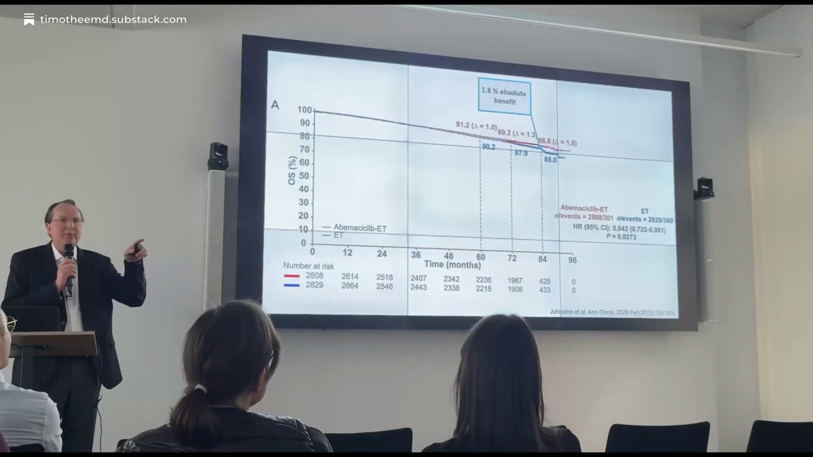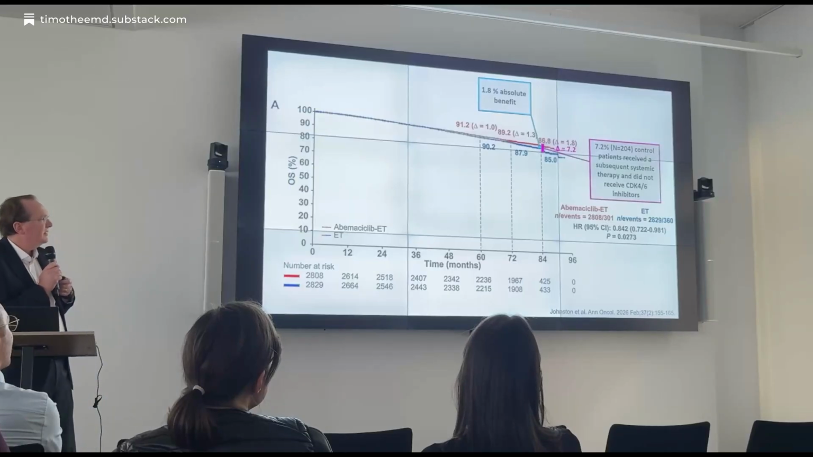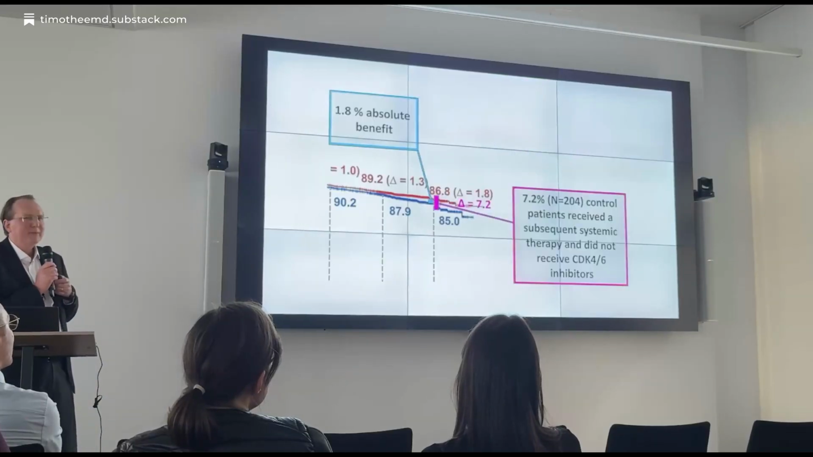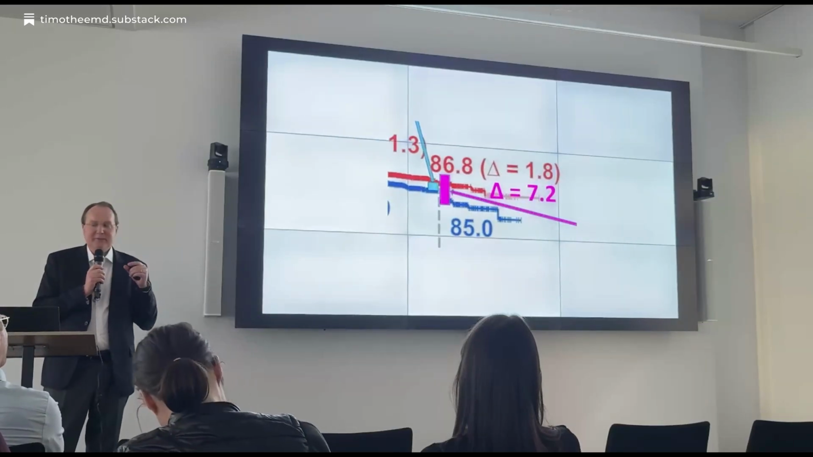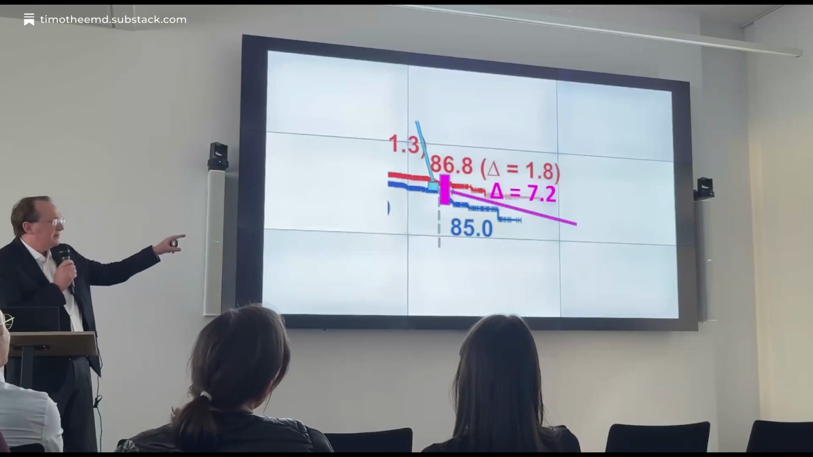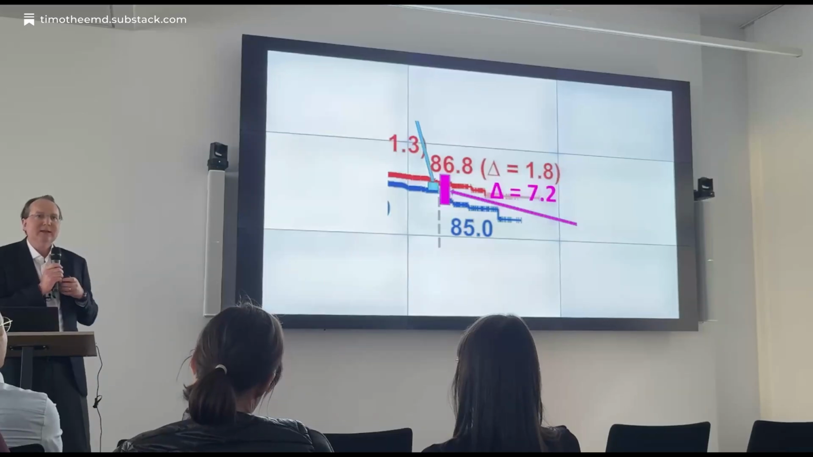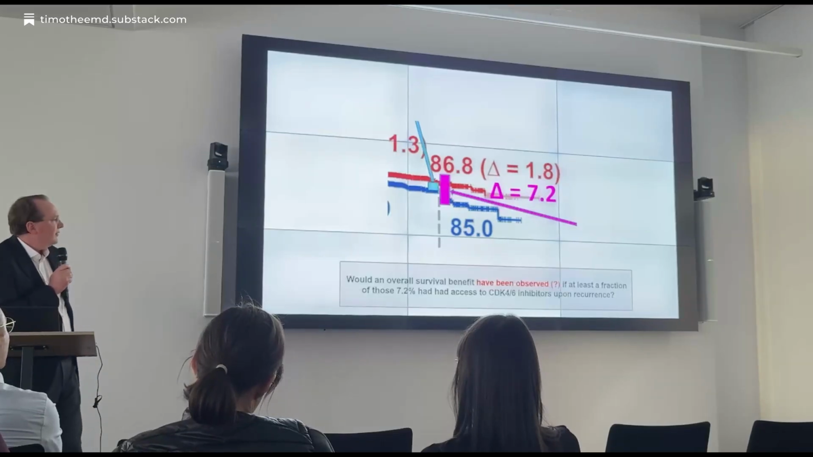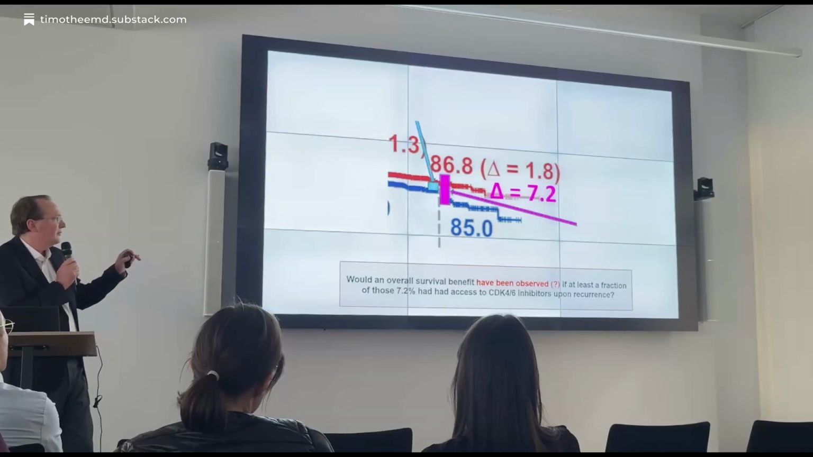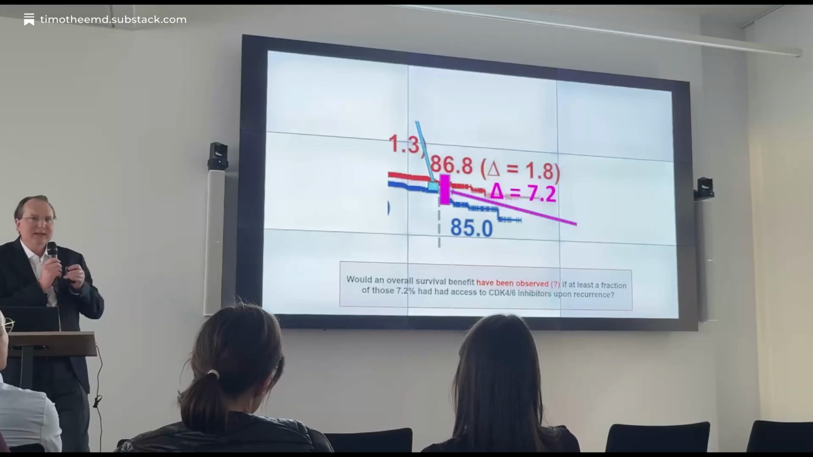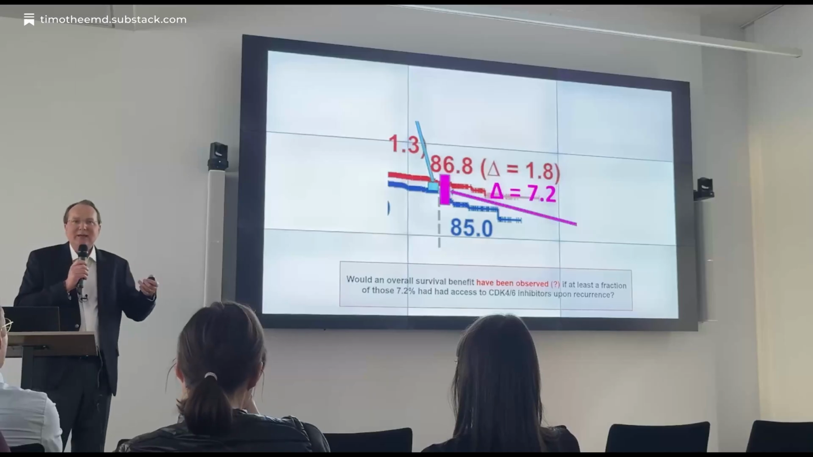You have your 1.8% absolute benefit, and now you have this number of patients. You can't see well, I think. Maybe better, even better. Okay, so now you can see the difference. So you have this number of patients that did have a recurrence and a systemic therapy that was not containing CDK4/6 inhibitors. And my question is, would an overall survival benefit have been observed if at least a fraction of those 7.2% had access to CDK4/6 inhibitors upon recurrence? And I don't have the answer, but it's frustrating to see that.